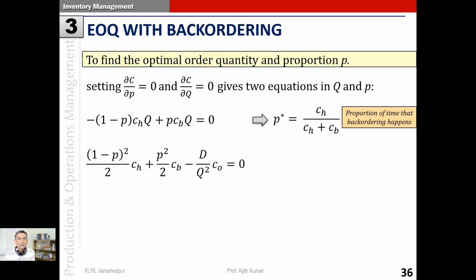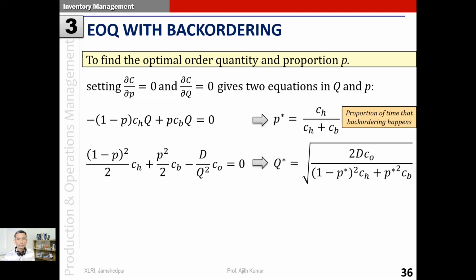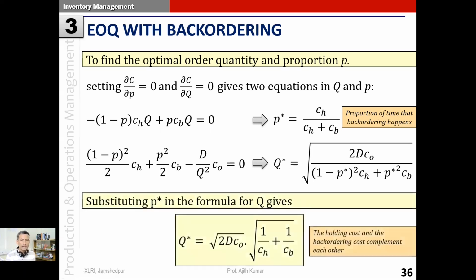The second partial derivative, dou C by dou Q equal to 0, will give us (1 minus P) the whole square divided by 2 into CH plus P square by 2 into CB minus D by Q square into CO equal to 0. And this leads to Q star equal to square root of 2dCO divided by (1 minus P star) square CH plus P star square CB. Now you get an expression for Q star, but this expression has P star inside it. So to remove P star, we substitute the expression for P star that we obtained earlier.